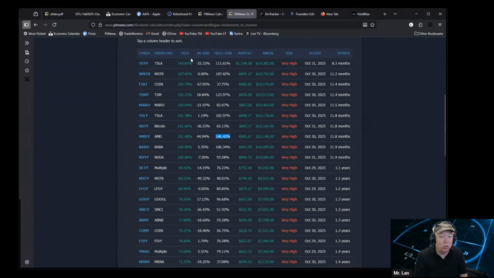Right? So this is sorted by yield, but yield plus gain, because if they didn't have to pay out any insurance premiums that month, look at that. They got 44% on their 6-month gain for 146% return. Isn't that unbelievable?